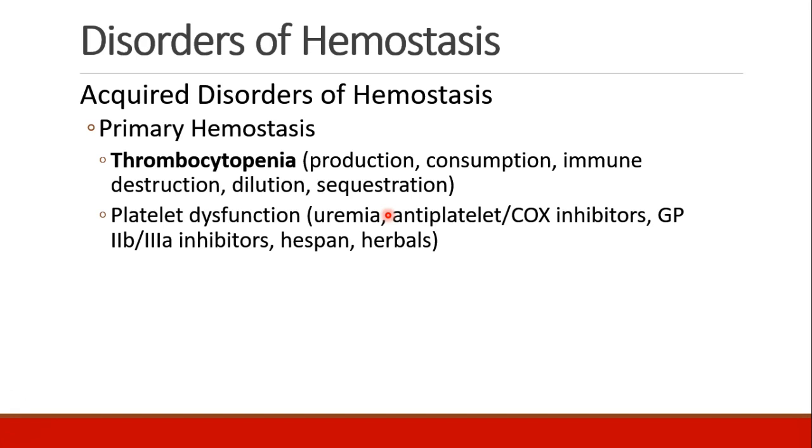Let's talk about some acquired disorders. So patients can have acquired disorders of primary hemostasis. Thrombocytopenia, where the platelets are either not produced, they're consumed, they're destroyed, they're diluted, they're sequestered. They can also have adequate numbers of platelets, but they have dysfunction due to uremia, drugs, or other substances.